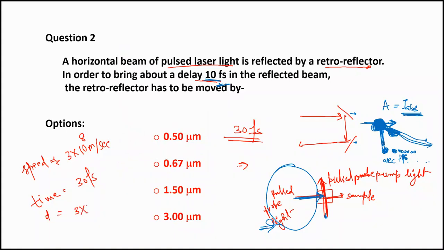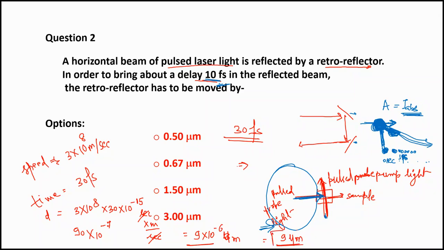Distance is equal to 3 into 10 to the power 8 into 30 into 10 to the power minus 15, in meter per second. Second by second will be cancelled, and what we are left with is 3 into 30, 90, into 10 to the power minus 7. Is it right? Yes. So it will be 9 into 10 to the power minus 6. It will be in meter, and it will be written as 9 micrometer.